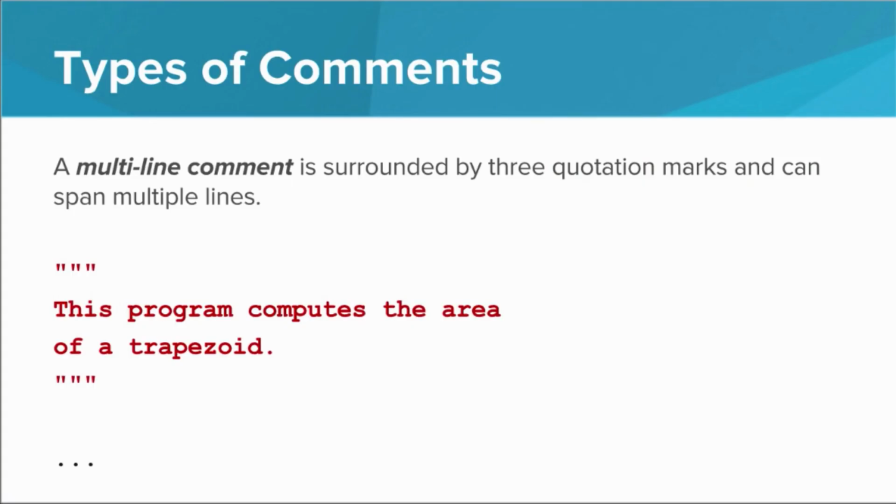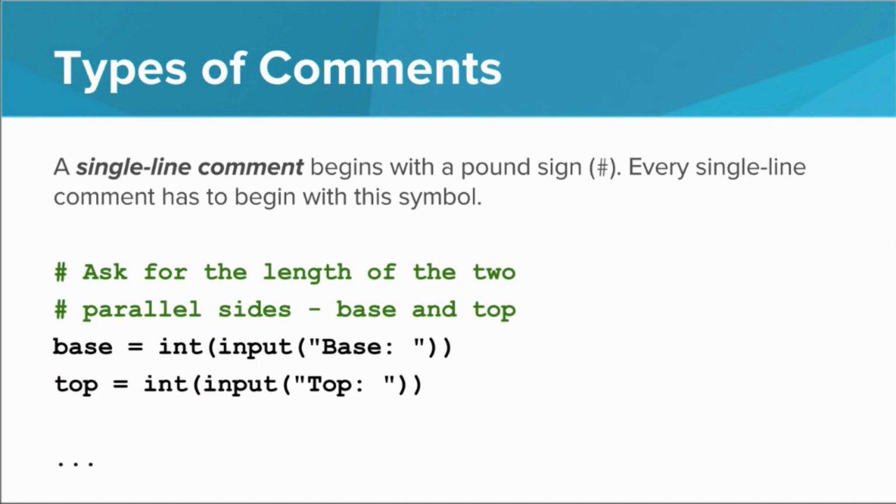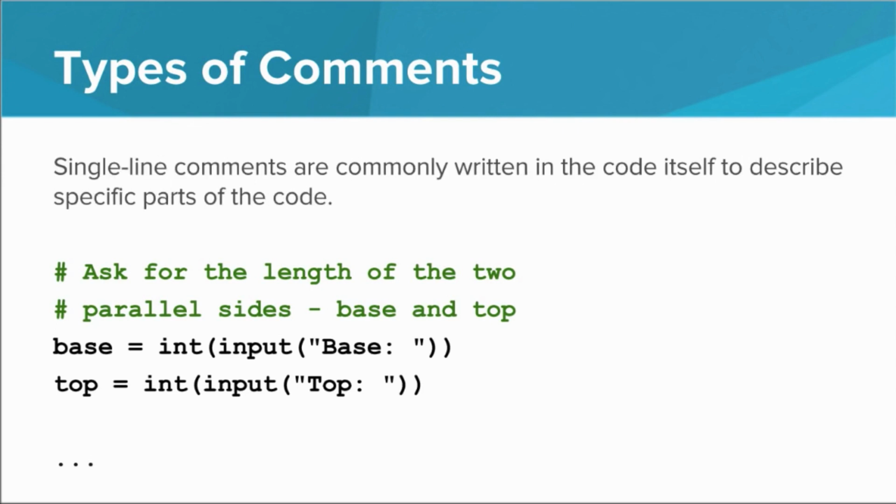This brings us back to the two types of comments. The first type is a multi-line comment, so called because it can span multiple lines. When the interpreter sees three free-floating quotation marks in a row, it knows to ignore everything it sees until it sees three more quotation marks. You often see a multi-line comment at the beginning of a program to describe what the program does and who wrote it. Then you have the single-line comment, which begins with a pound sign. When the interpreter sees a pound sign anywhere except in quotation marks, it assumes that it can ignore the rest of the line. Single-line comments are commonly written in the code itself to describe specific parts of the code.